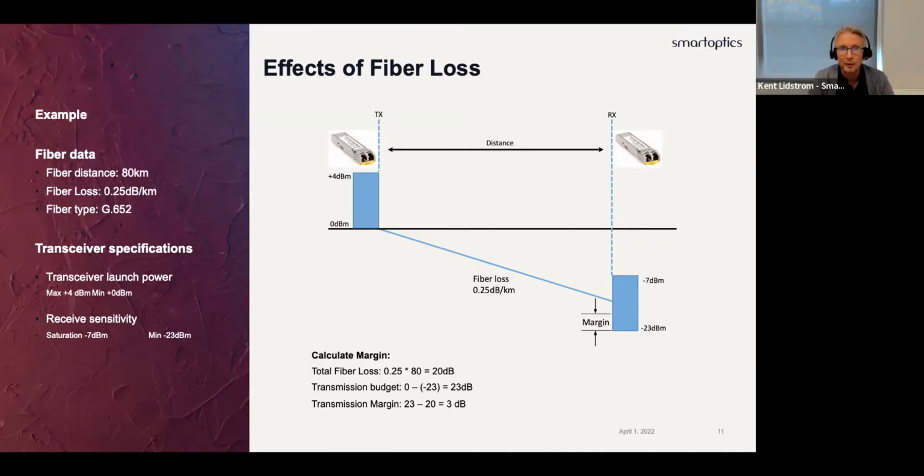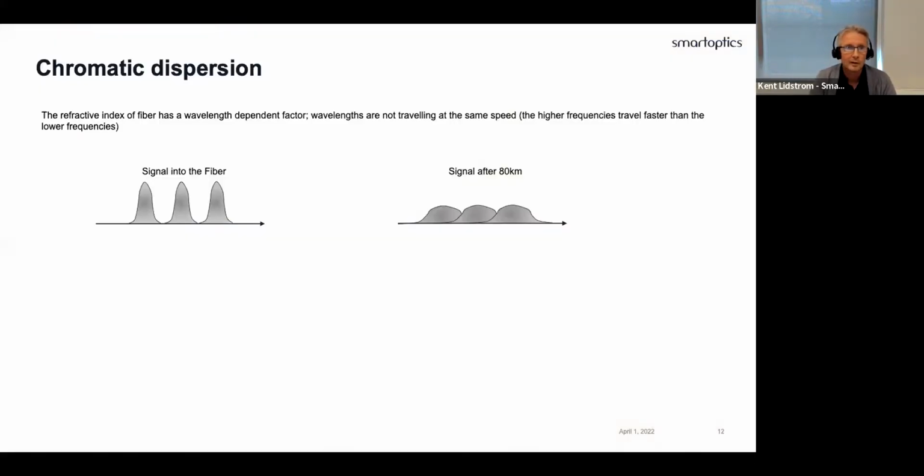So then we can jump to the next part there, chromatic dispersion. The refraction index of the fiber has a wavelength dependency. So wavelengths are not traveling at the same speed. Higher frequencies travel faster than lower frequencies.